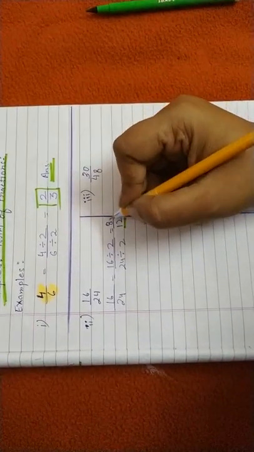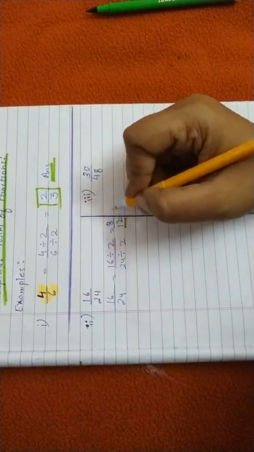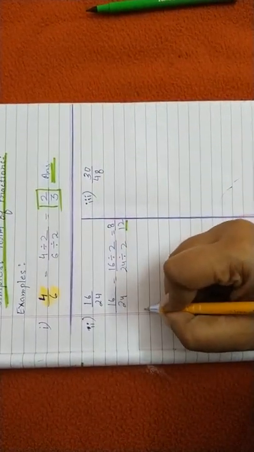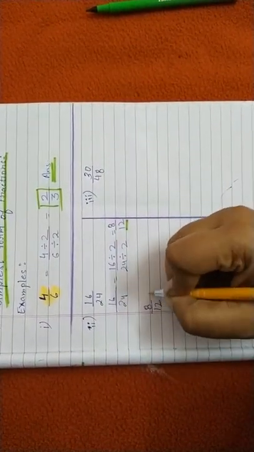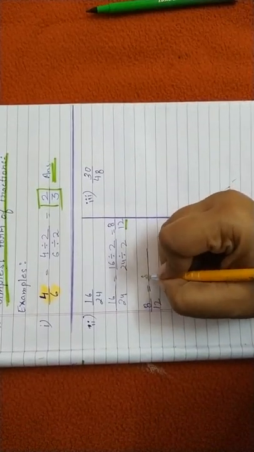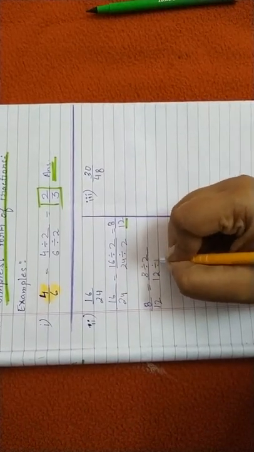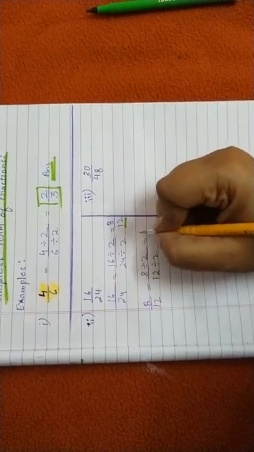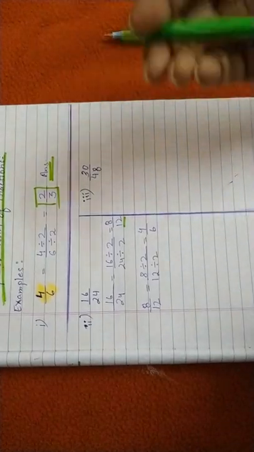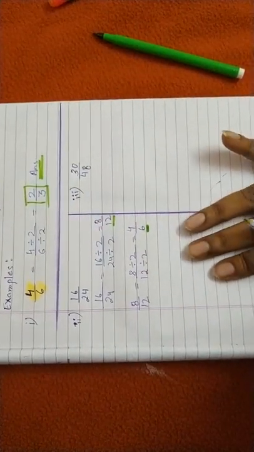No. Because we can reduce the numerator and denominator more. There is a possibility we can reduce more. So write this 8 by 12 here, and we will divide again by 2. So 8 divided by 2, 12 divided by 2. What will it be? 4 upon 6. Yes, children. Do you think it is in the simplest form? No. So let's go one step more.